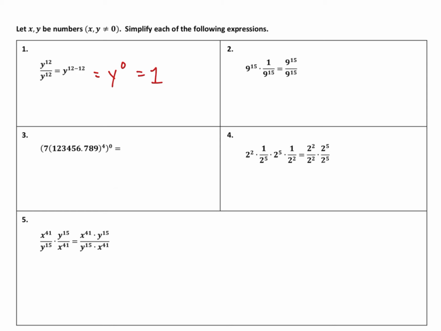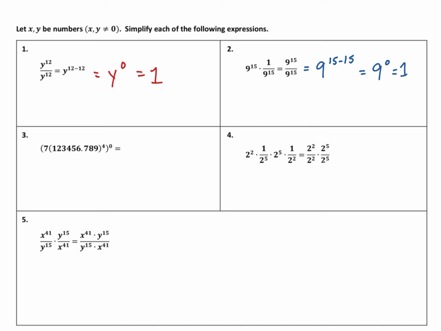In number 2, they also are dividing. A fraction means division, so we can subtract, which gives us 9 to the 0 power, and anything to the 0 power is 1.